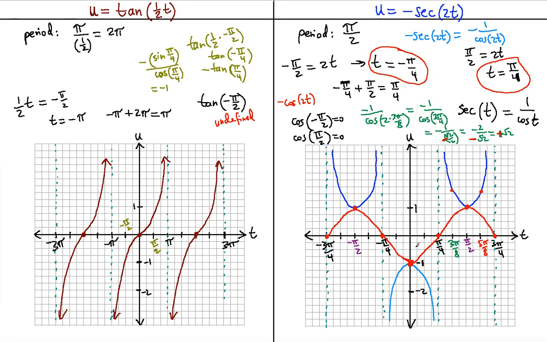Okay, so this is basically the relationship that you should be able to understand. So I'm going to mark this as minus cosine of 2t, just so that you have an idea. And this is going to be negative secant of 2t, right, for the blue ones that we've drawn. And this, of course, was the tangent of 1/2 t. So I hope this was useful.